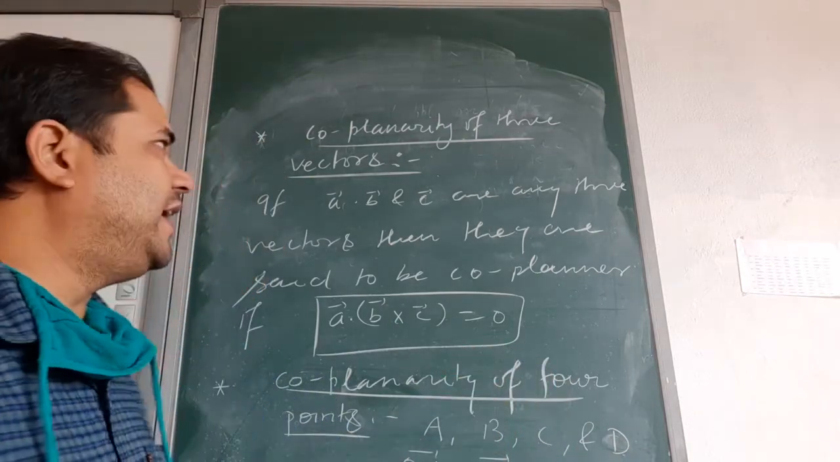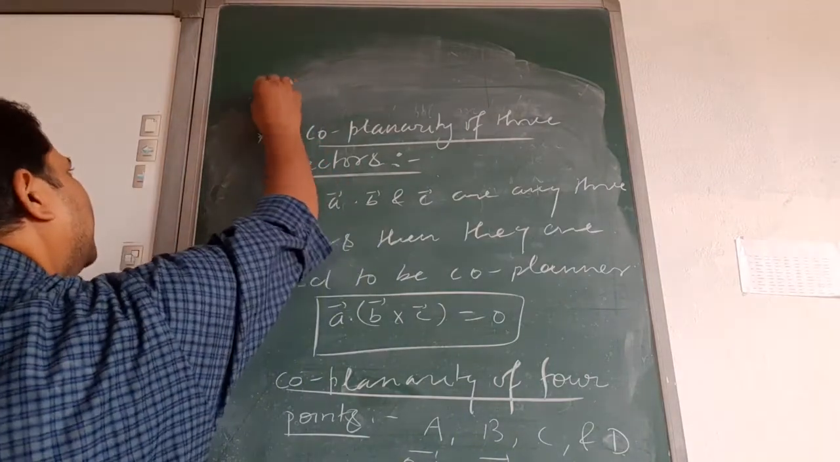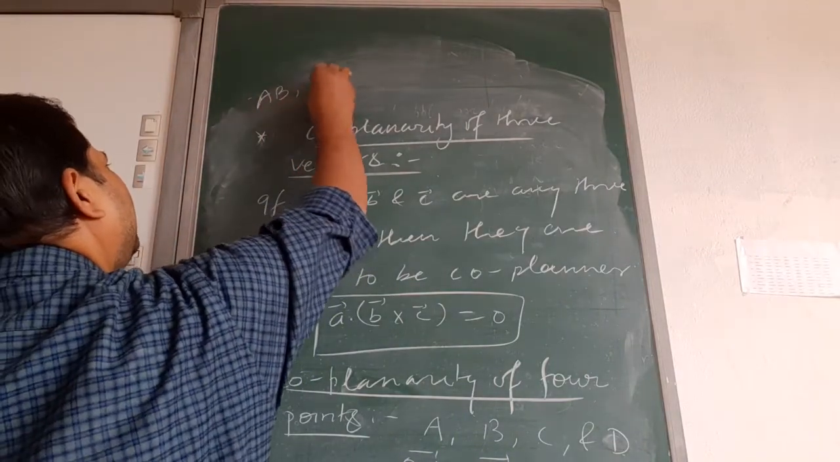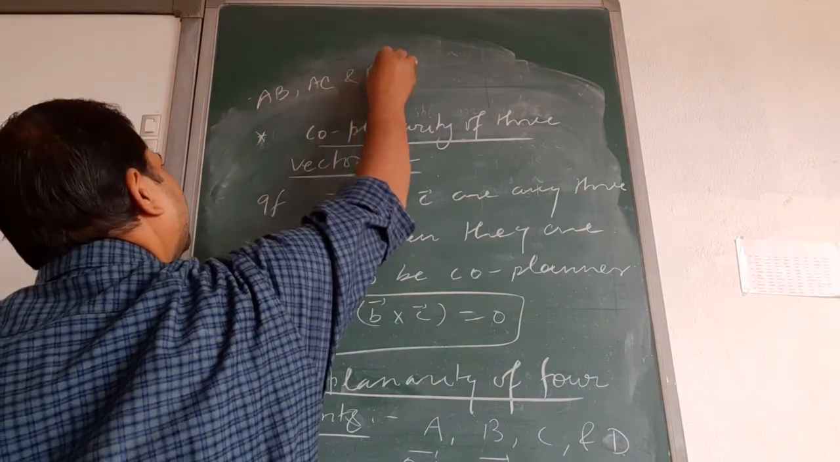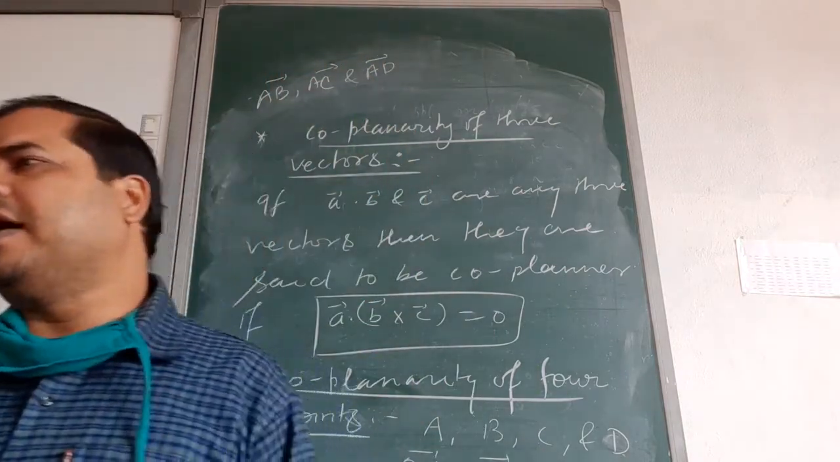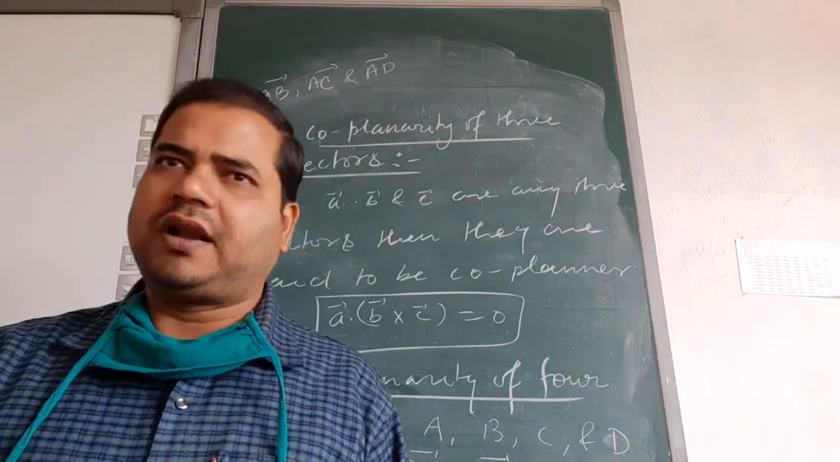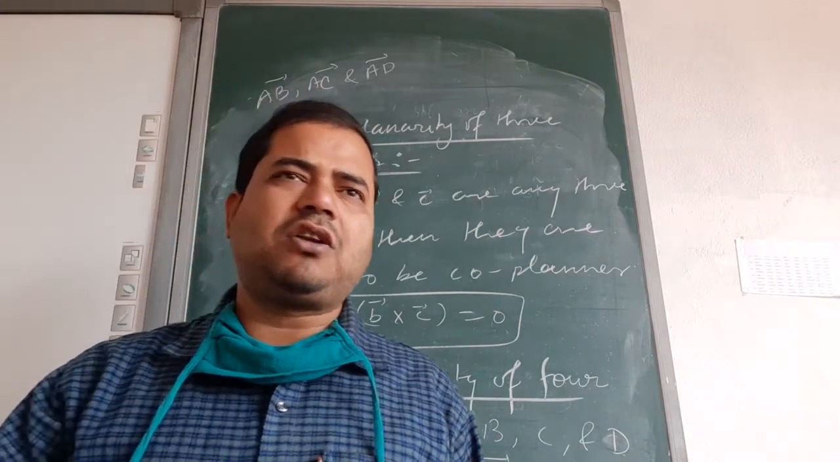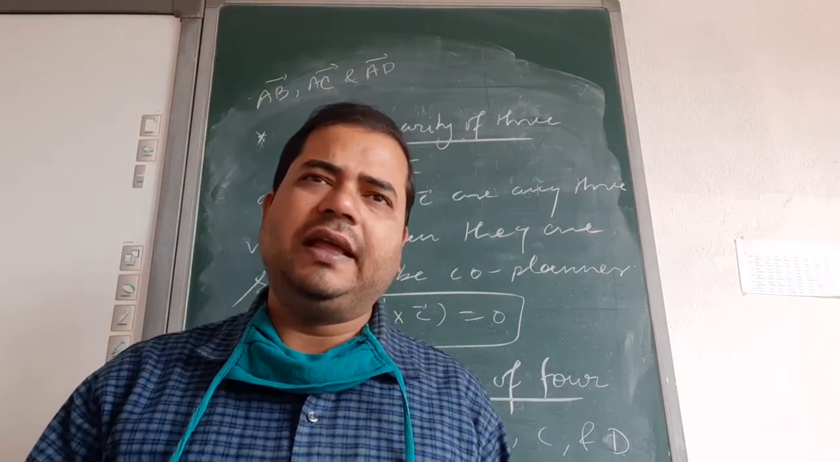So you must find 3 vectors AB, AC and AD. And you know how to find AB. AB is OB minus OA. Now, vector AB is what? Position vector of B minus position vector of A.